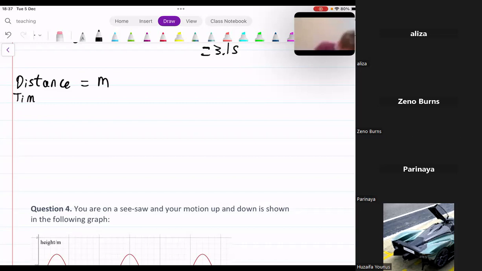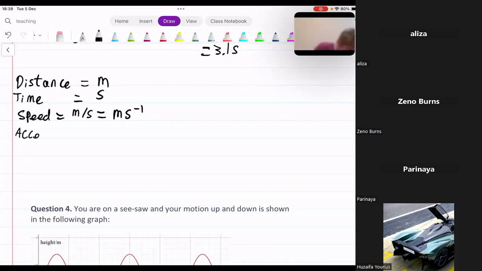Time has units of seconds. So speed or velocity, it doesn't matter, because that's equal to distance divided by time, the unit is meters per second, which you can write as m s to the -1, where this minus power to the -1 means the reciprocal, so 1 over.